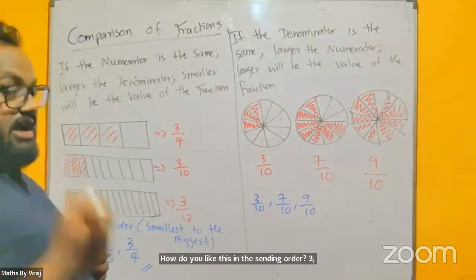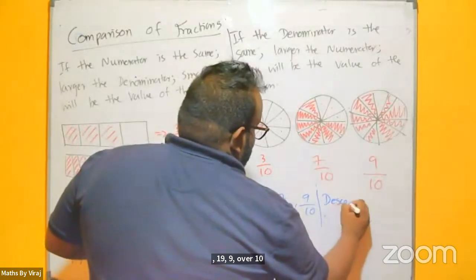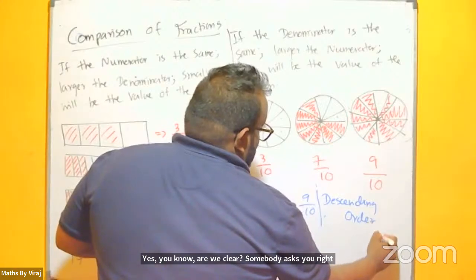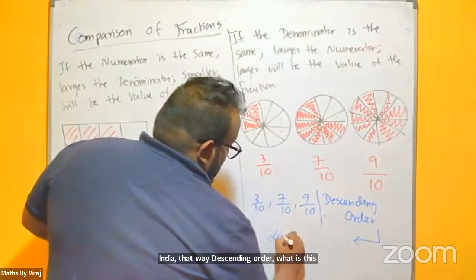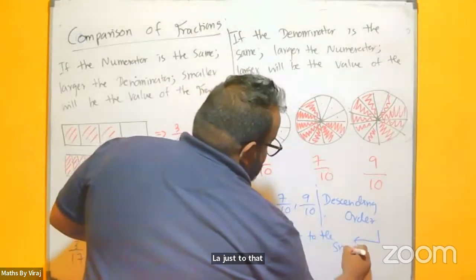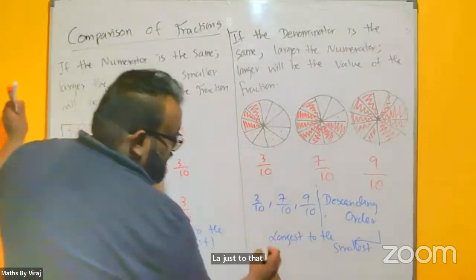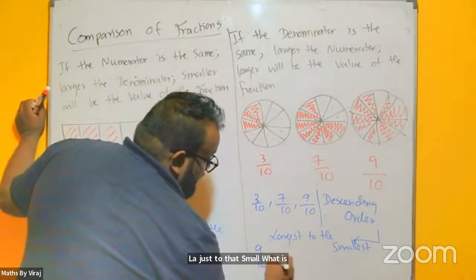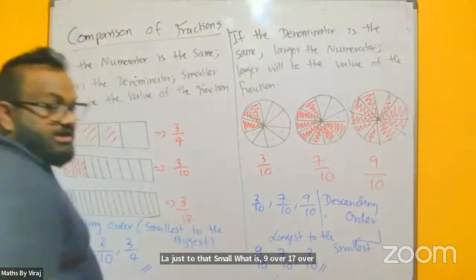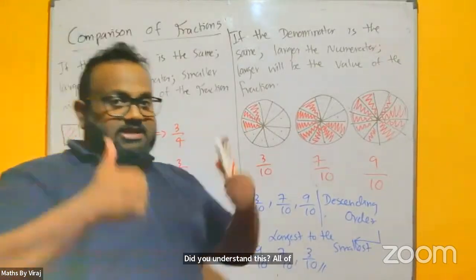Yes or no? Are we clear? Somebody asks you to write in the other way, descending order. What is descending order, Pute? Largest to the smallest. 9 over 10, 7 over 10, and 3 over 10. Did you understand this? Yes or no? All of you understood, children? Yes?